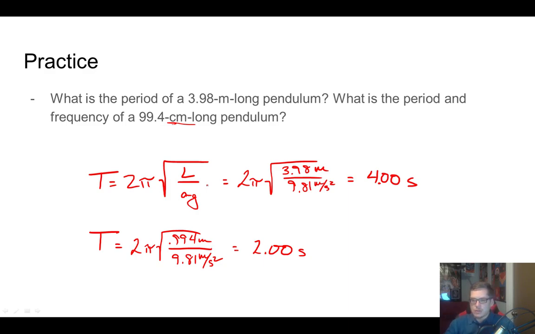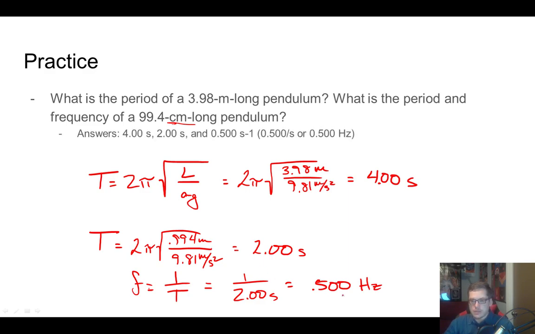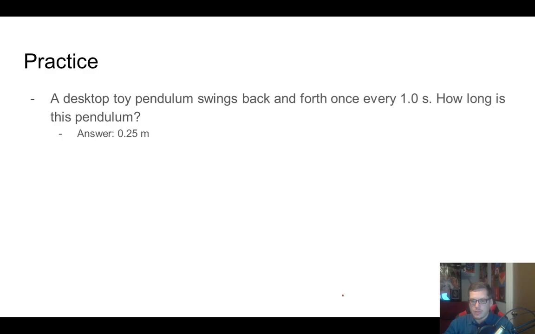All right, then it asked what is the frequency of this? Well, we know that frequency is equal to 1 over the period, right? We established that earlier. So therefore, we take 1 over 2.00 seconds. So we get 0.500. And our unit for frequency is hertz, all right? So there's your answers for those two questions.